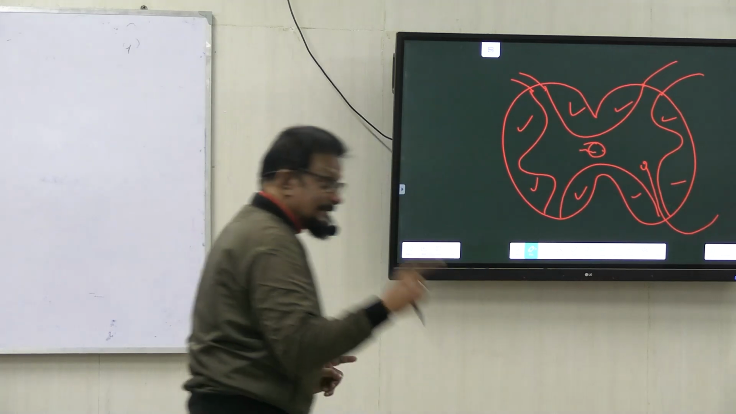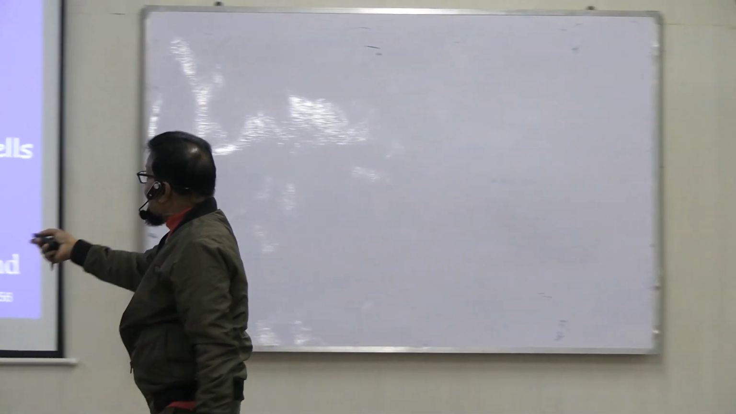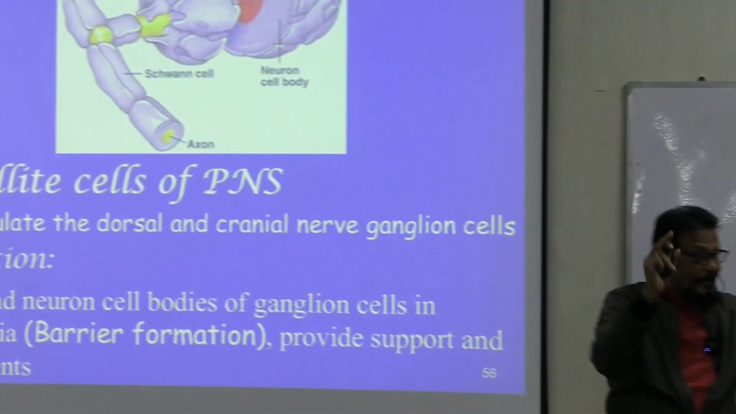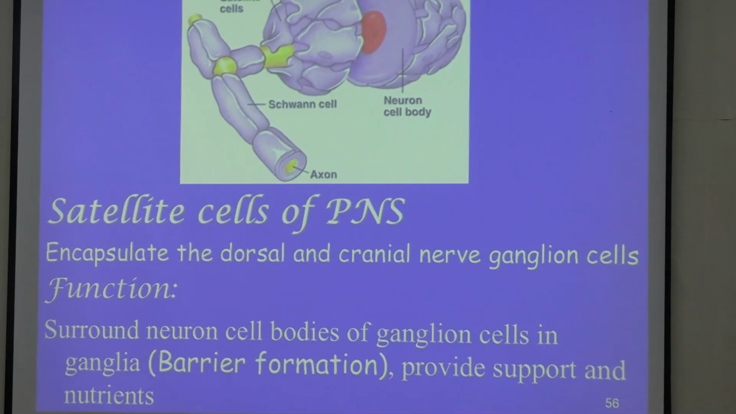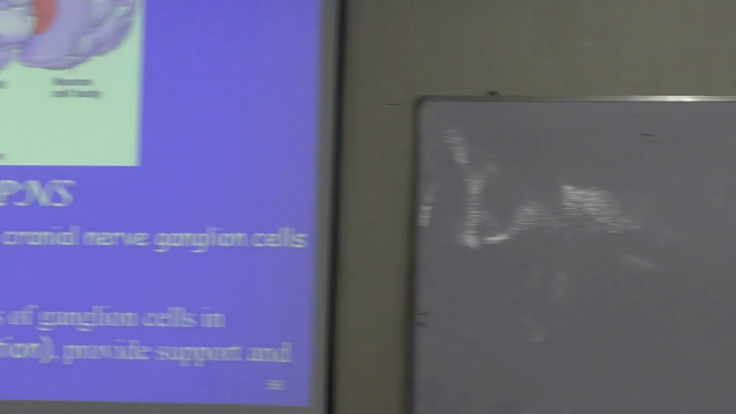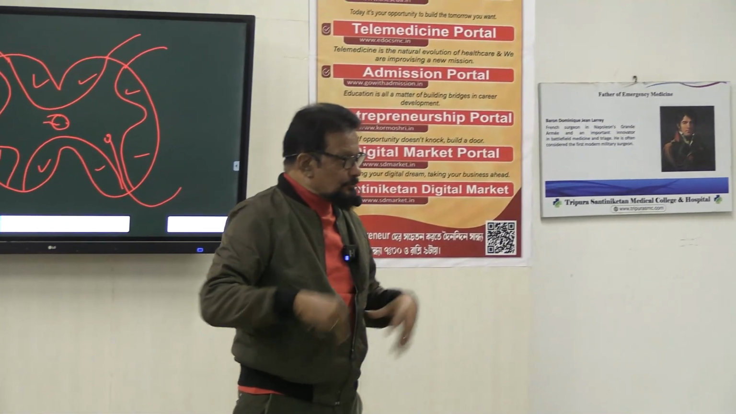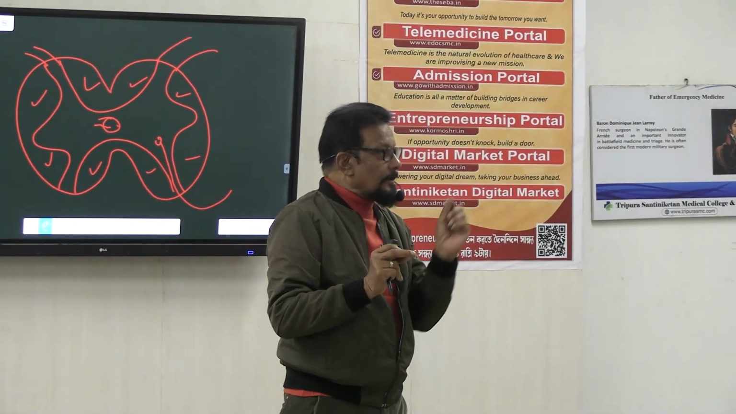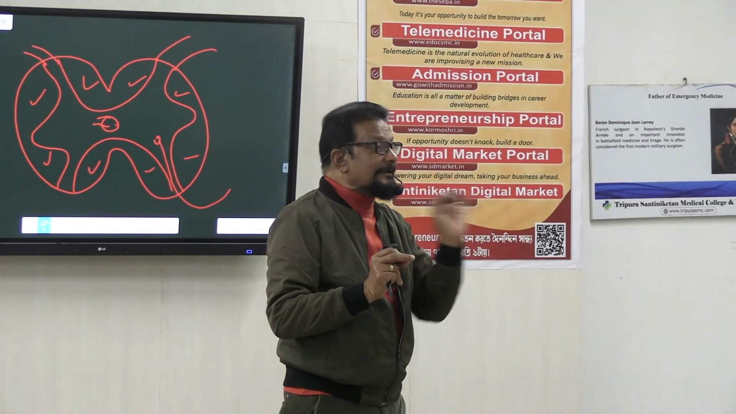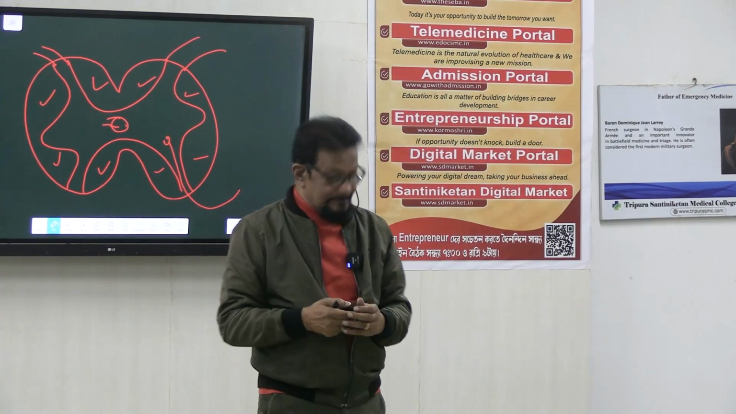So what is the function? These are the ganglia. What is the function of these cells? Encapsulate. They protect these ganglionic cells. Every organ is protected, so this ganglion also needs to be protected, and this protection is given by the satellite cells.